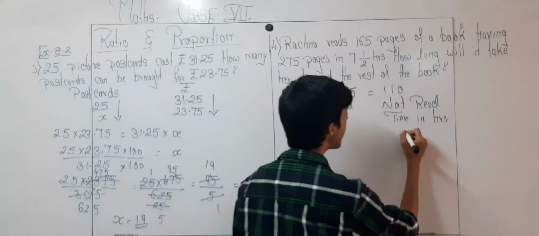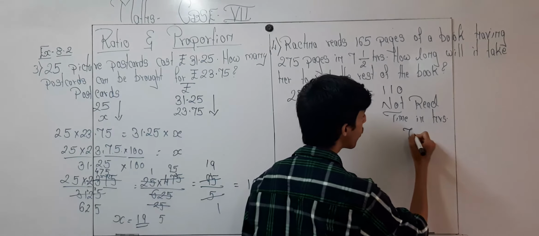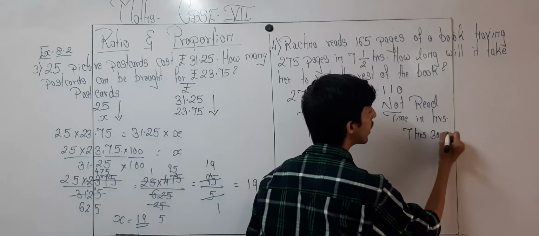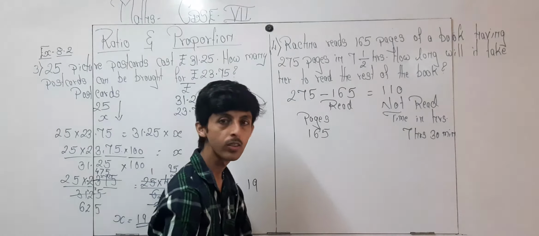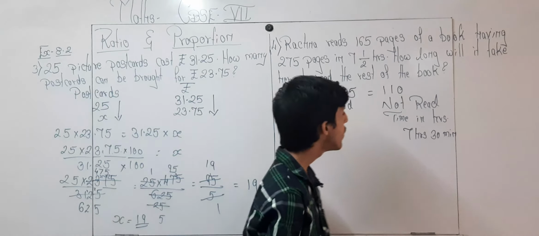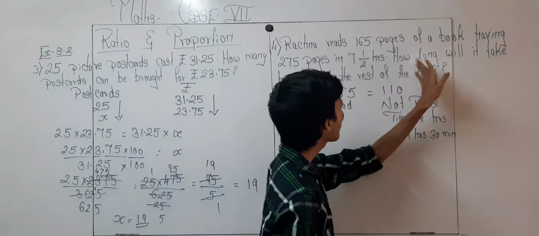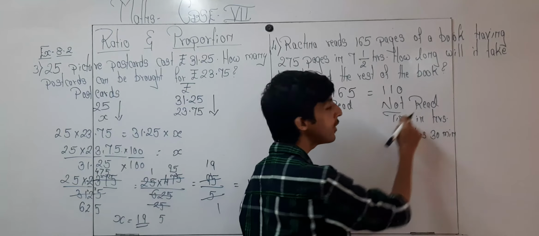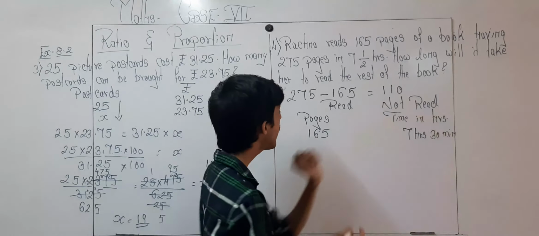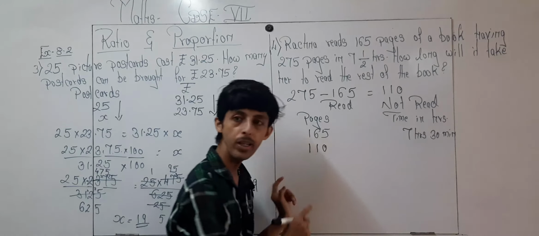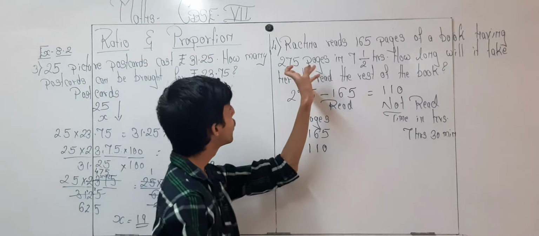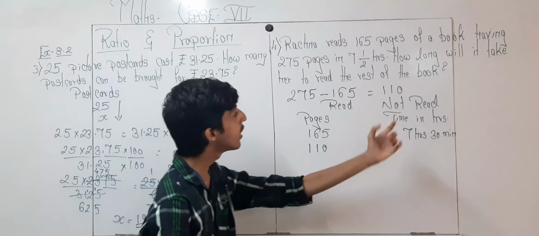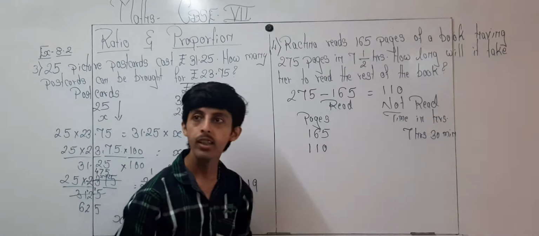Now how many pages has she read? 165 pages she has read in 7.5 hours, which means 7 hours 30 minutes. So how long will it take to read the rest of the book? The rest of the book means the pages which are not read. So how many pages are not read? That is 110 pages, not 275. 275 pages are there in the book, out of that she has read 165, so the remaining pages are 110.